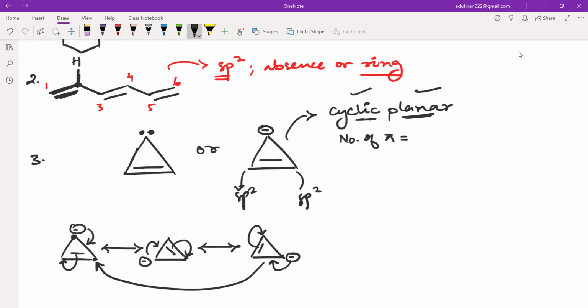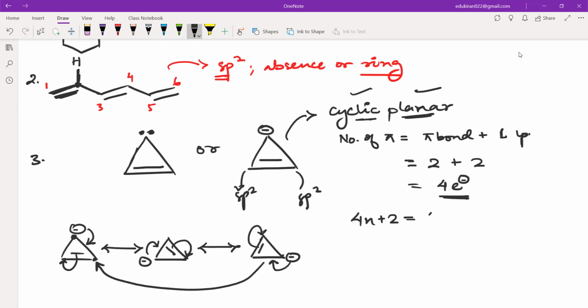Now, the number of pi electrons. How many pi electrons are there? So we have this negative charge. It is converting into a pi bond, and this pi bond is also converting into a negative charge. That is why 2 plus 2, we have 4. How 4? We have 1 pi bond plus 1 lone pair. From the pi bond we will get 2 electrons. From the lone pair we will get 2 electrons. So it is equal to how much? A total of 4 electrons.